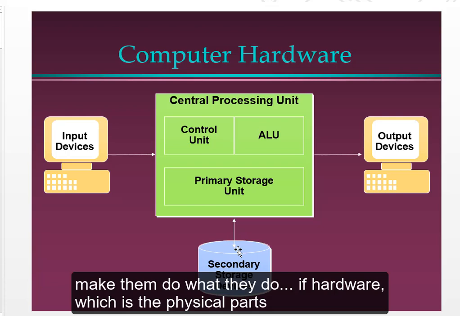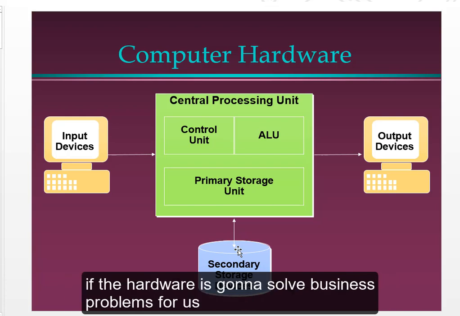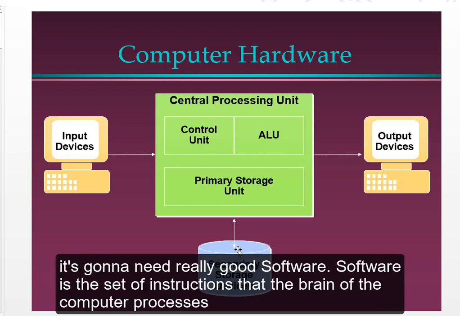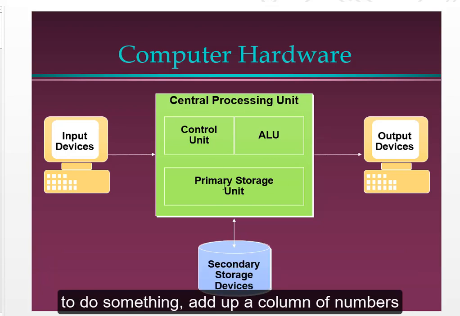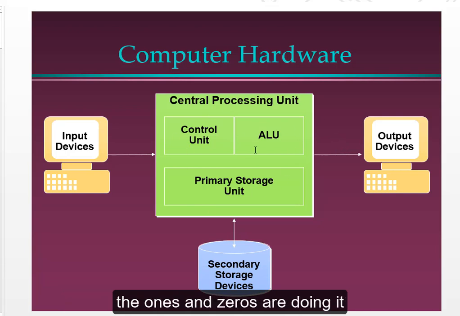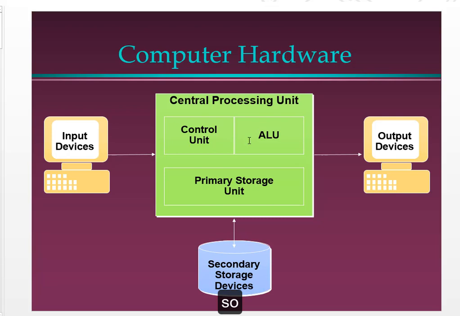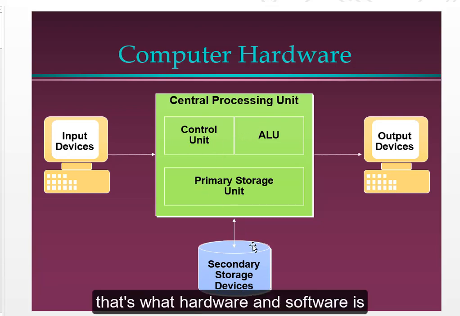If hardware, which is the physical parts, the computer itself, the screen, the physical side, is going to solve business problems for us, it's going to need really good software. Software is the set of instructions that this brain of the computer processes to do something. Add up a column of numbers, draw us a graph, connect to the internet. Whatever the task is, the ones and zeros are doing it through instructions given by software. So that's what hardware and software is.